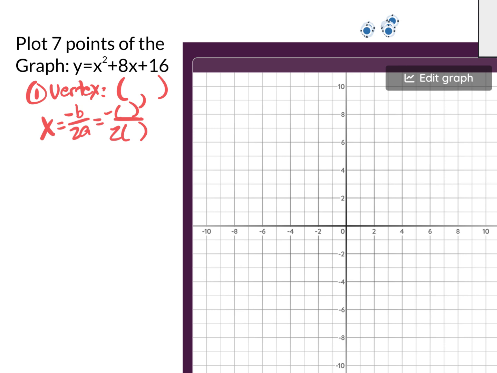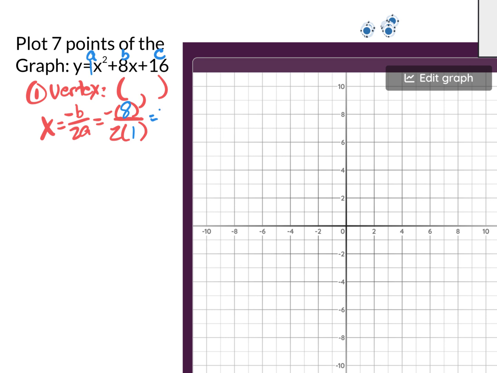And then go back and identify your a value being 1, your b value being 8, and your c value being 16, but you don't care about c because c is not in the formula. So obviously you're going to put an 8 right here. The 8 goes right in there. And the a value is 1. Put a 1 right there.